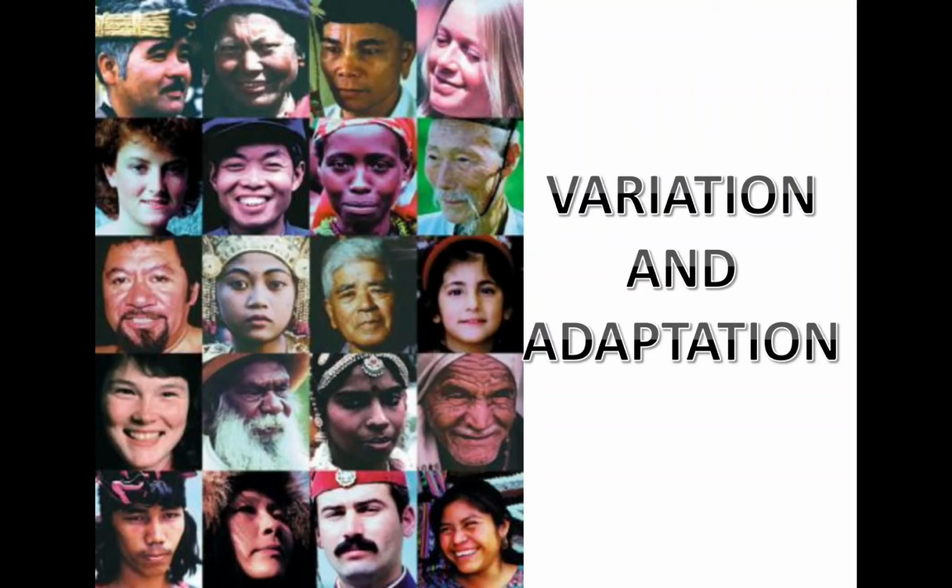Hello everyone. So today we are going to have our first lesson on variation and natural selection. Today we want to look at variation and how it occurs in living things, and we're also going to be looking at how variations are displayed in data. There are two types of variation: continuous and discontinuous variation. We'll be looking at some examples of those.